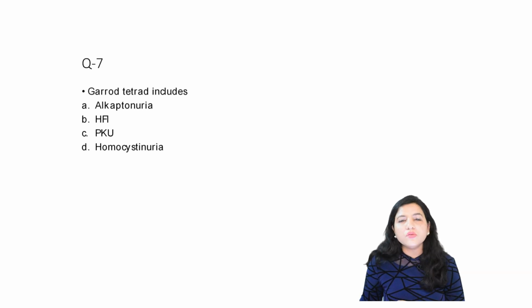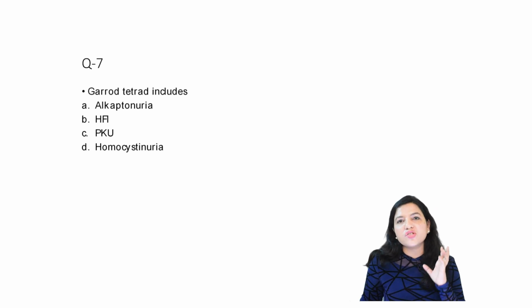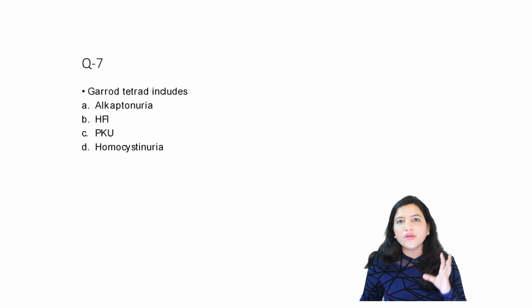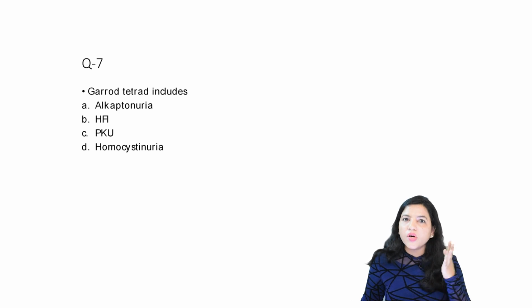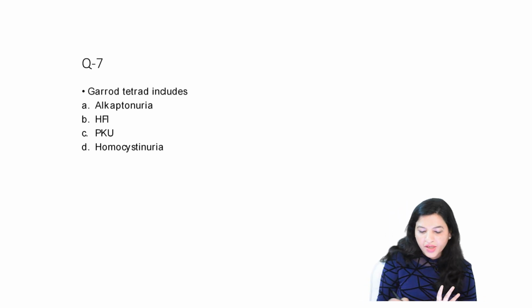Okay, now question number 7. Garrod's tetrad includes. The Garrod's tetrad is a very age-old tetrad. That is, 4 inborn errors of metabolism first studied by Sir Archibald Garrod. And these 4 disorders which he studied together and found to be inborn errors of metabolism are called the Garrod's tetrad. What are these 4 inborn errors of metabolism, or 4 disorders, which he named as inborn errors of metabolism? Is CAP.